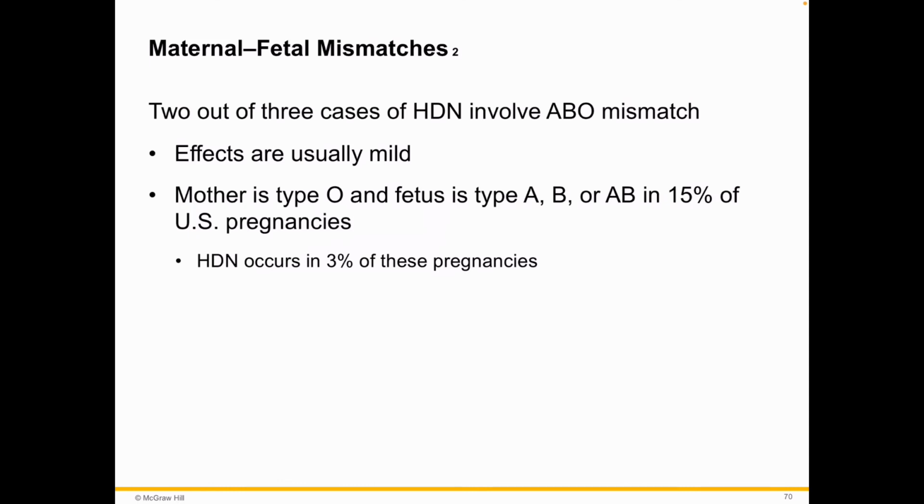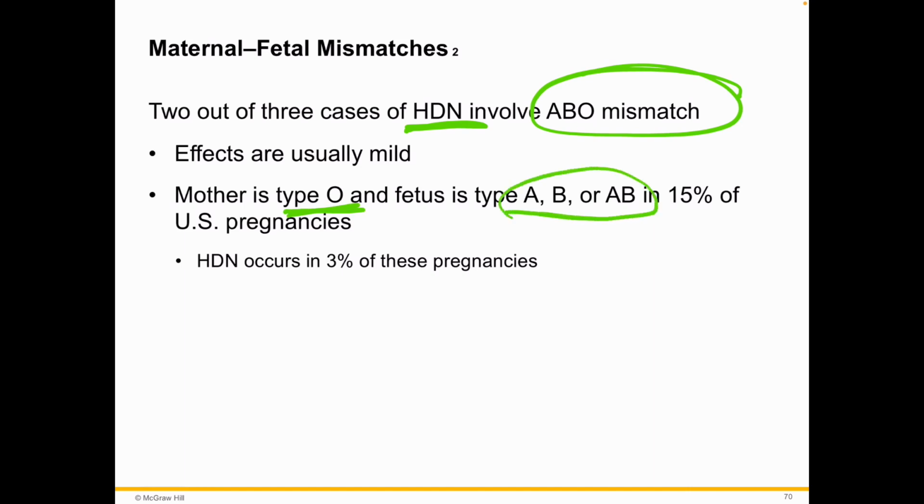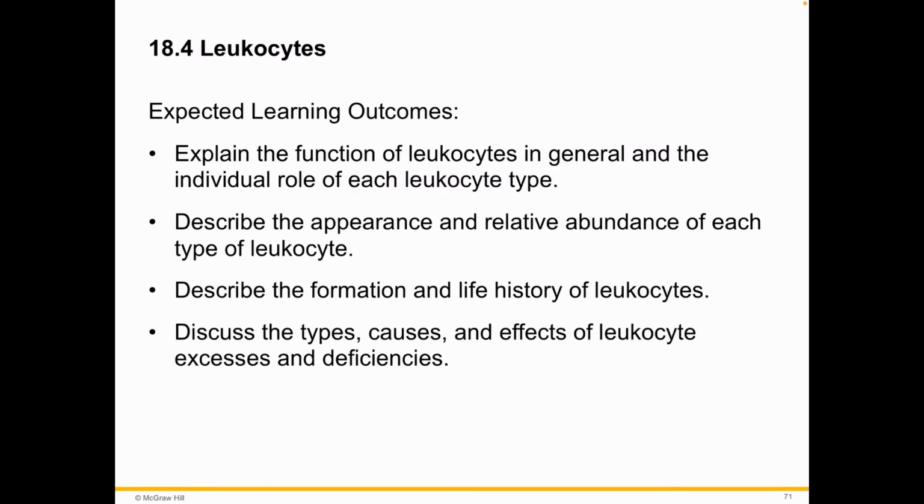So 2 out of 3 cases of HDN involve an ABO mismatch as well. The effects are usually mild. Generally, mom has to be type O, and then the fetus has got an antigen, like type A or an AB blood type. So it's relatively low, but still it's worth looking out for, just something to be aware of.